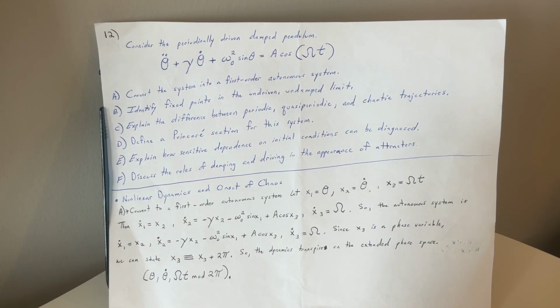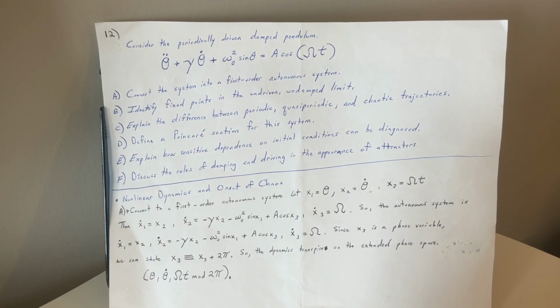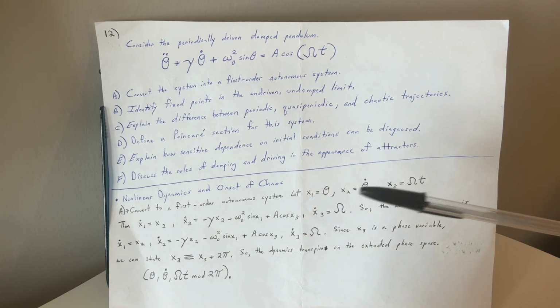Part B, identify fixed points in the undriven, undamped limit. Part C, explain the difference between periodic, quasi-periodic, and chaotic trajectories. Part D, define a Poincare section for this system. Part E, explain how sensitive dependence on initial conditions can be diagnosed. And Part F, discuss the roles of damping and driving in the appearance of attractors. So this is a nonlinear dynamics and onset of chaos problem.